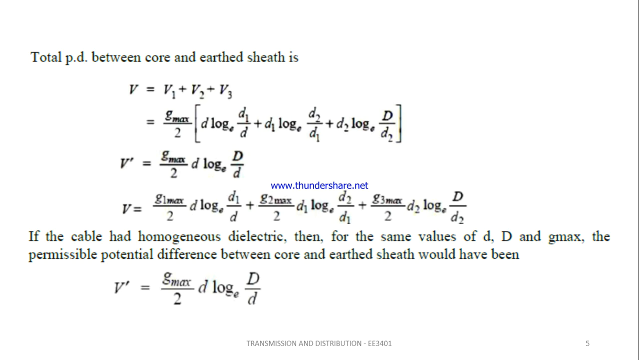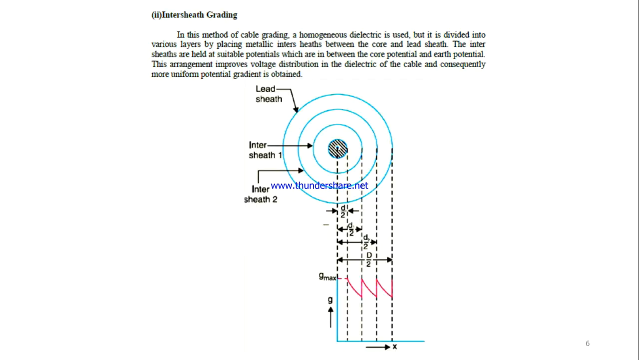While considering this potential difference, if the cable had a homogeneous dielectric, then for the same values of small d, capital D and Gmax, the permissible potential difference between core and earth sheath would have been this, which is a consolidated one for a homogeneous dielectric.